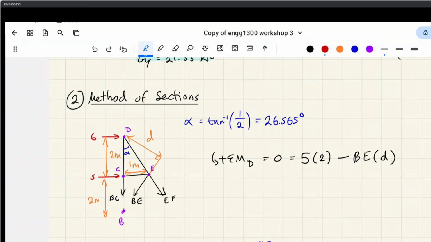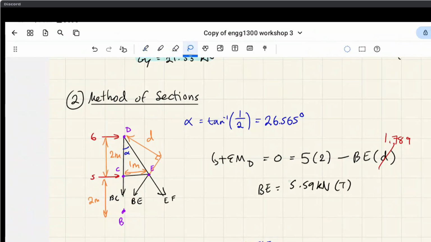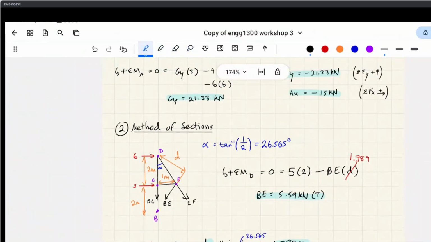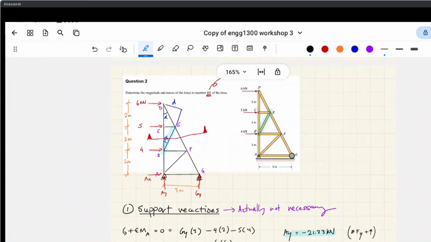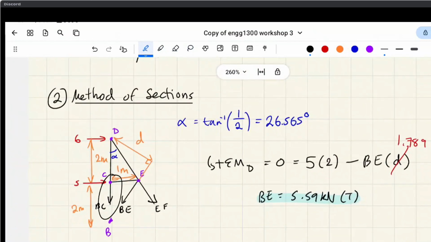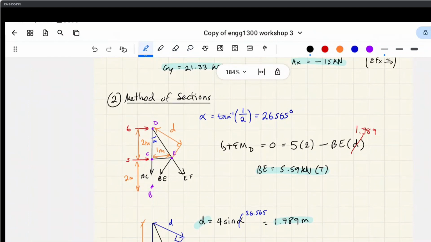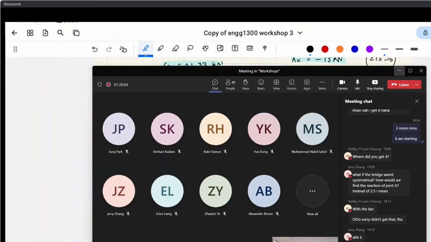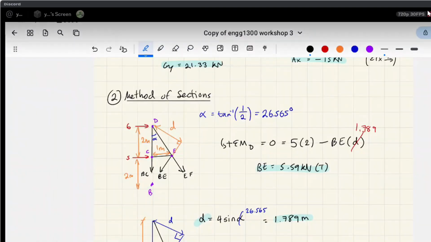And we can sub in D as that, and BE is 5.59 kilonewtons in tension, right? And just to clarify something I said earlier, for method of joints and method of sections, I would have the arrows pointing in tension away from the joints as a default. And then if you get a negative number, then you know that it was actually in fact in compression. I'll check chat for questions. Nope, we're looking good. Cool.